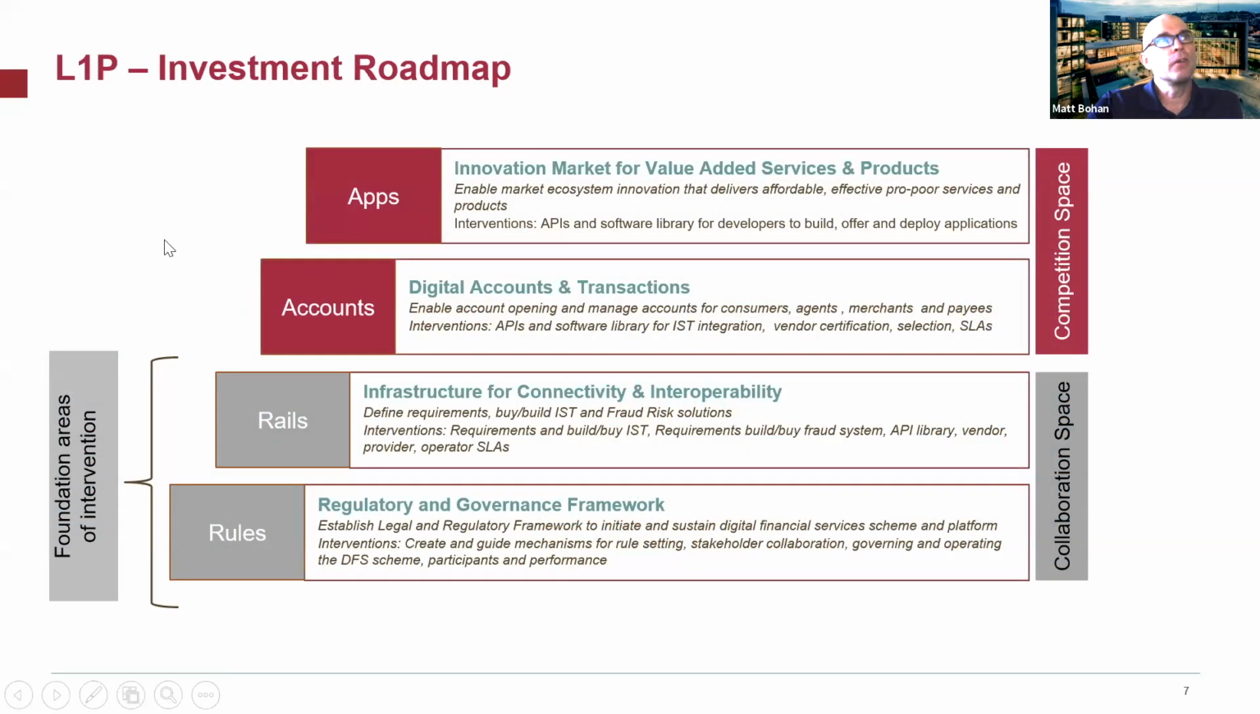So the way that we have thought about this, and we'll read this kind of from the bottom up, as we think of rules, rails, accounts, and apps, right? So rules are the underlying regulations, governance frameworks, scheme rules that really speak to how the system will work, how the players will work together to deliver these services. And then rails, the infrastructure or connectivity, interoperability enablers like Mojaloop that live in the Rails space.